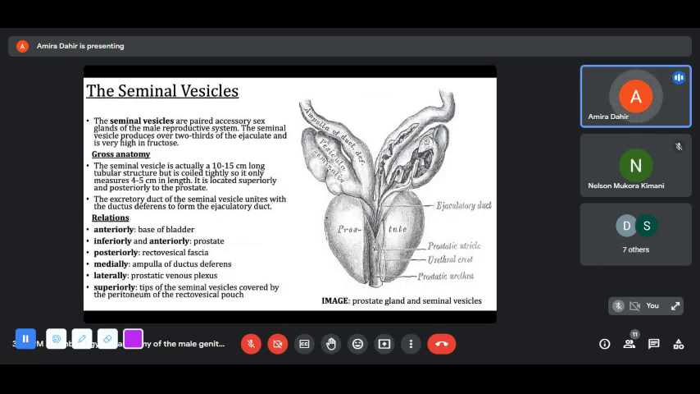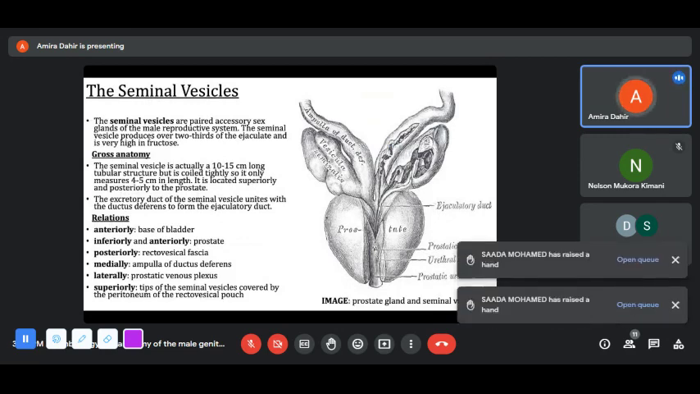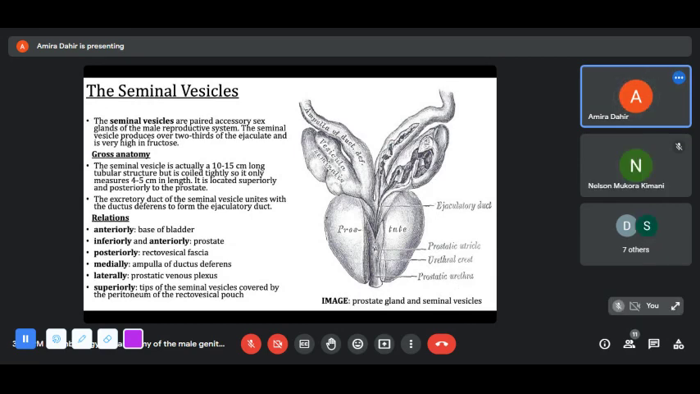You can proceed to the seminal vesicles. The seminal vesicles are paired accessory sex glands of the male reproductive system. They produce over two thirds of the ejaculate, which is very high in fructose. On gross anatomy, the seminal vesicle is actually 10 to 15 centimeters long. It's a tubular structure, but it's coiled tightly, so it only measures 4 to 5 centimeters in length. These are the seminal vesicles.